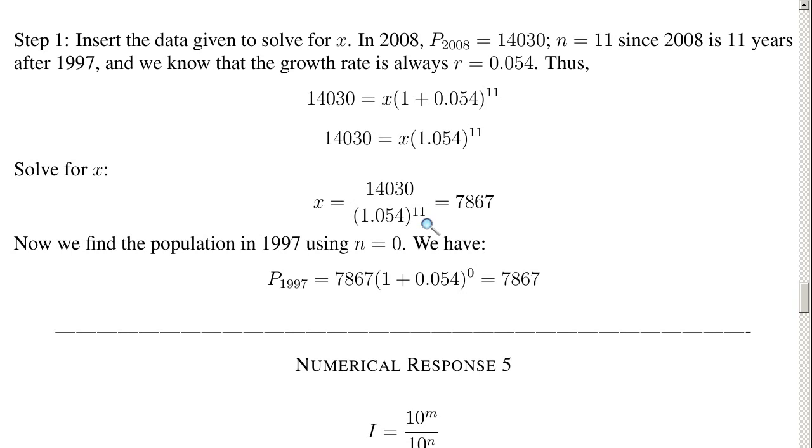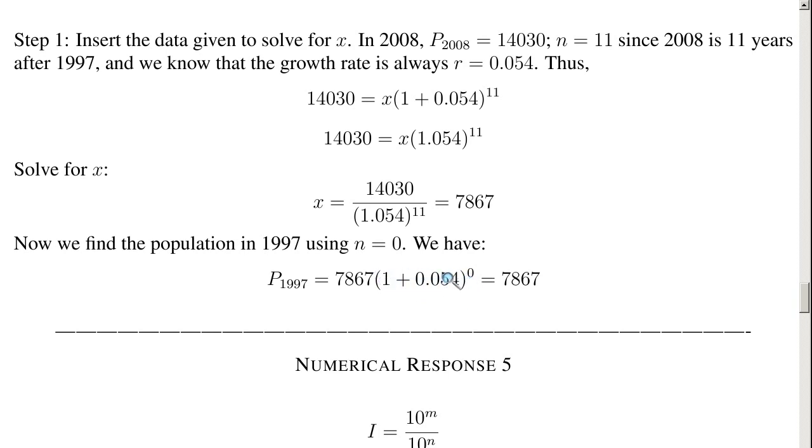And once you calculate that out in your calculator, you will get 7,867. And that's the value of x. So now we find the population in 1997 using n equals 0 because n is defined as the number of years after 1997. So if we want to know the population at 1997, n is equal to 0, we have P at 1997 equals 7867 times 1 plus 0.054 to the power of 0.